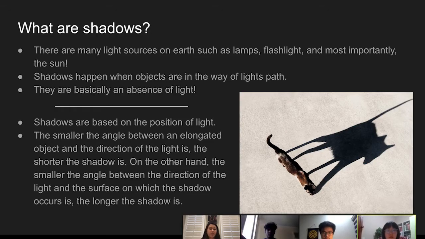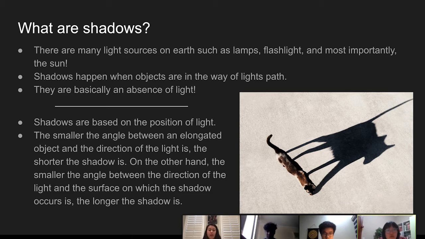What are shadows? There are many light sources on Earth, such as lamps, flashlights, and most importantly, the Sun. Shadows happen when objects are in the way of light's path. They are basically an absence of light. Shadows are based on the position of light. The smaller the angle between an elongated object and the direction of the light, the shorter the shadow is.